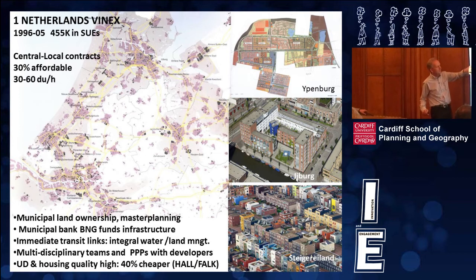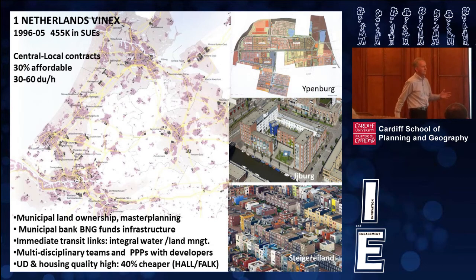30% is affordable, dwelling densities between 30 and 60. Municipal land ownership and master planning. Municipal bank funds the infrastructure. There's immediate transit links, and the planning takes place integrally with water and integral land management, green spaces as well. There's a multidisciplinary team and public-private partnership with developers, but of course the local authority is essentially in control. And urban design housing quality is very high, and it's 40% cheaper than what we produce in the UK.